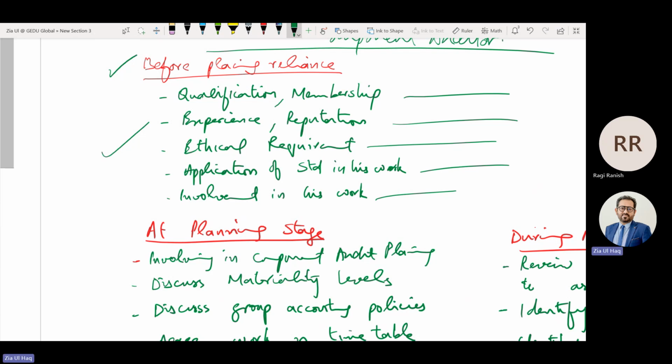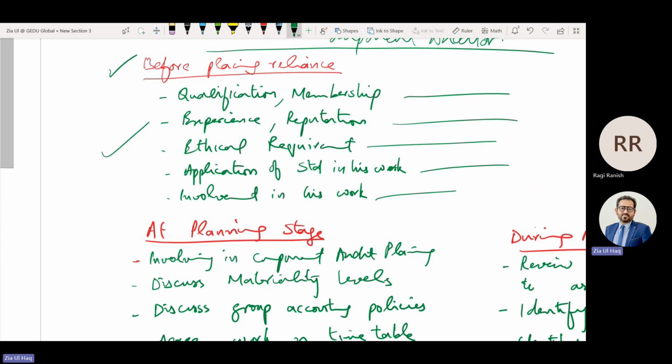For qualification, we will inspect the degree certificates. We can confirm from the professional body regarding membership. For experience, we can review the company profile. For reputation, we can take information from industry consultation. Ethical requirement, we can discuss with the auditor what codes of ethics they are following. Application of standards in work, we can discuss with them what standards other than ISAs they follow, and we can review their past working papers. And for involvement in his work, we can discuss with the auditor whether he will allow the review of his working paper and whether he will perform additional work if required from a consolidation point of view.